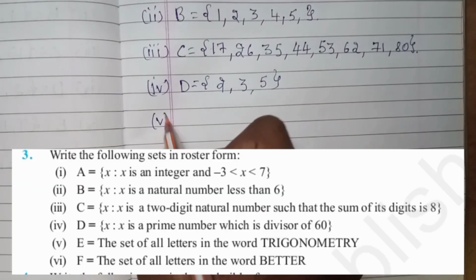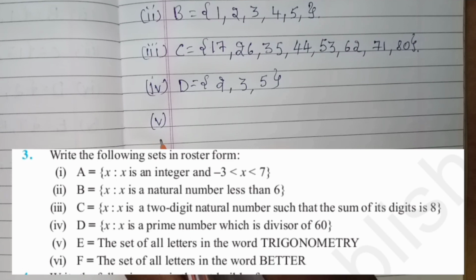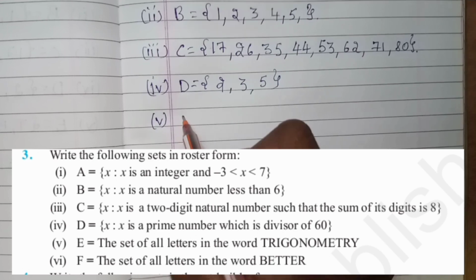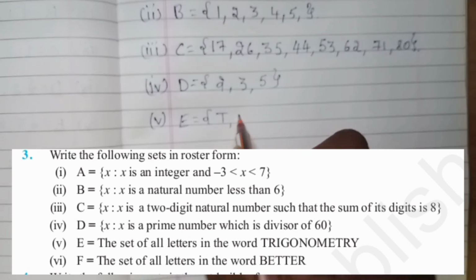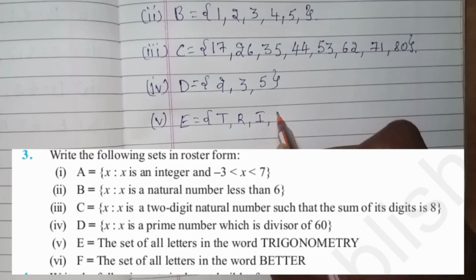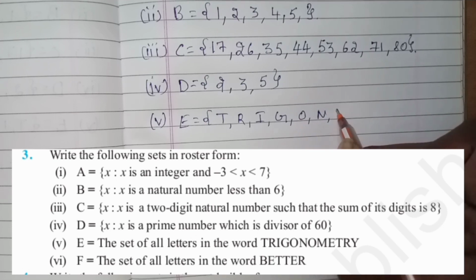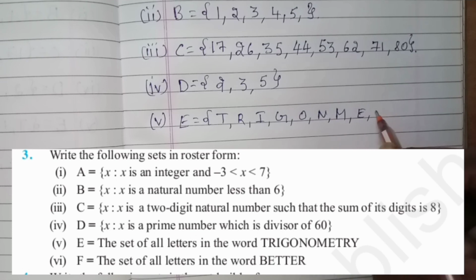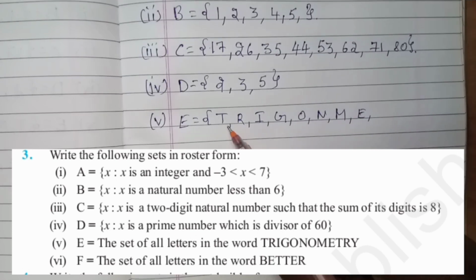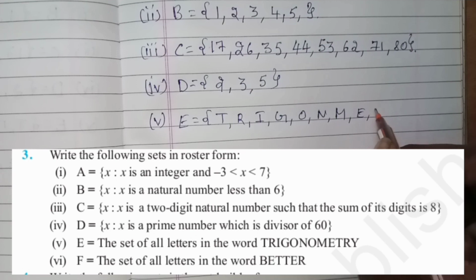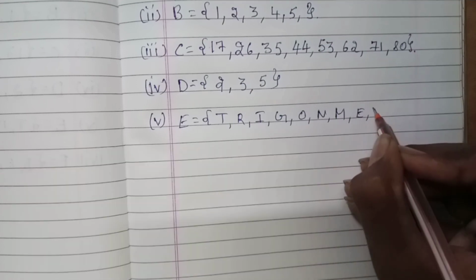We'll move to the fifth sub question. E is equal to the set of all letters in the word trigonometry. Here you should note that repetition of elements is not allowed. Okay, we'll write the elements. T, R, I, G, O, N. O is not repeated once again because it is already written. M, E. T is not written because it is repeated from the beginning itself. R we should not write, and the last element Y.